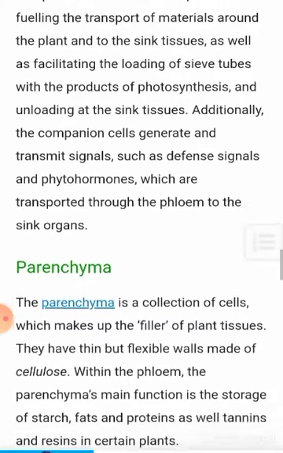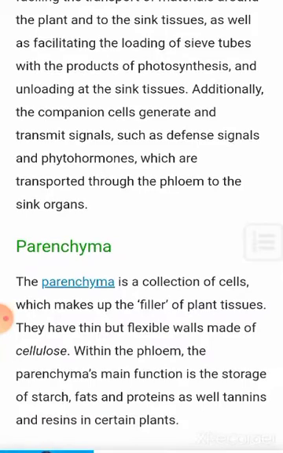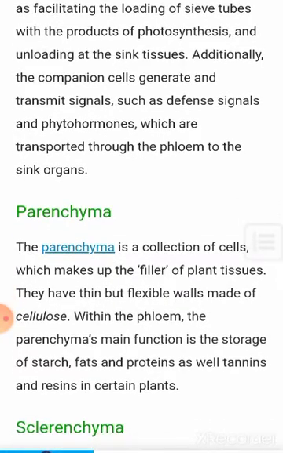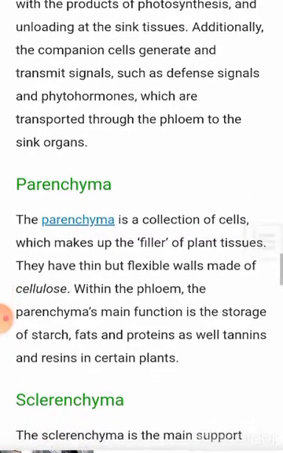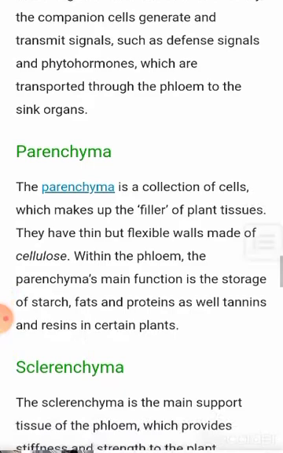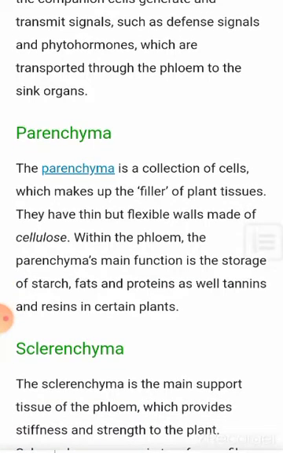Additionally, the companion cells generate and transmit signals such as defense signals and phytochromes, which are transported through the phloem to the sink organs.